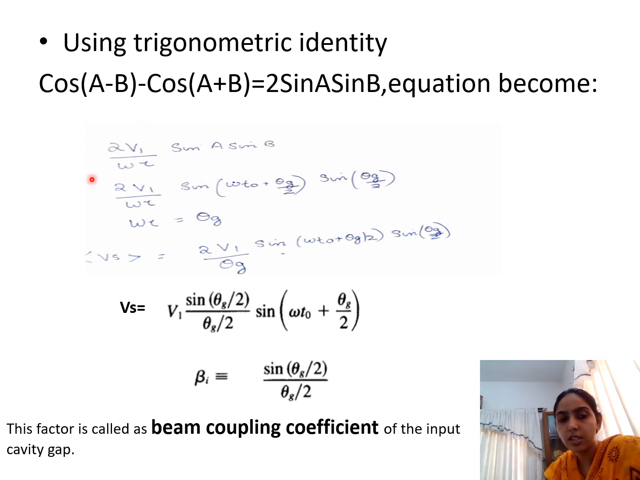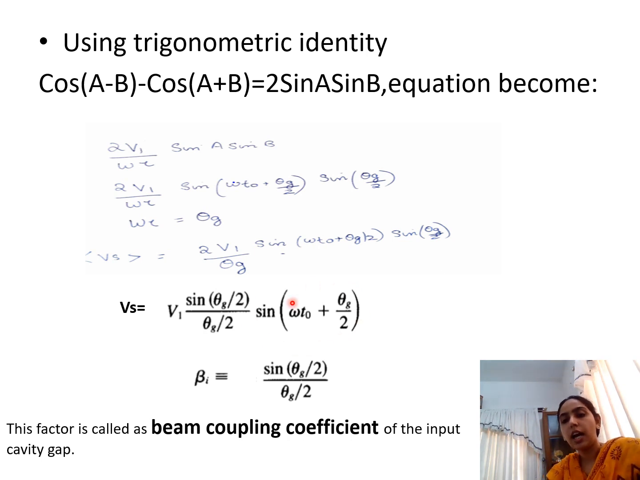Now, here I have written some equations for you to understand in a better manner. Sometimes in textbooks, you can see that the equations are directly written without many steps. So when I rewrite this equation, it turns out to be twice v1 by omega tau sin a sin b. So we are rewriting the expression with the values for a and b. Now we know omega tau is theta g. So we can rewrite this expression as v1 sin theta g by 2 by theta g by 2, sin of omega t0 plus theta g by 2.